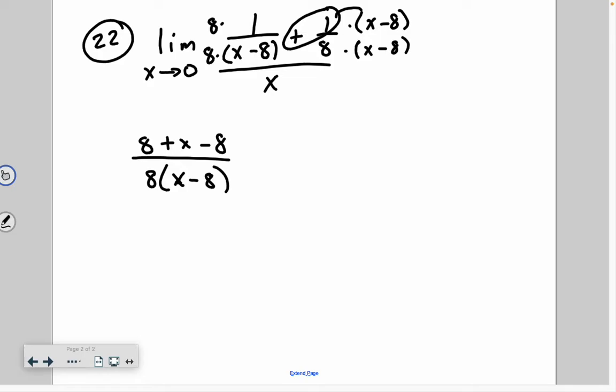We'll clean that up here in just a second. But there's the numerator now combined into one fraction. Keep in mind, this is still all over x. Okay. So it's a little better, but still pretty messy.